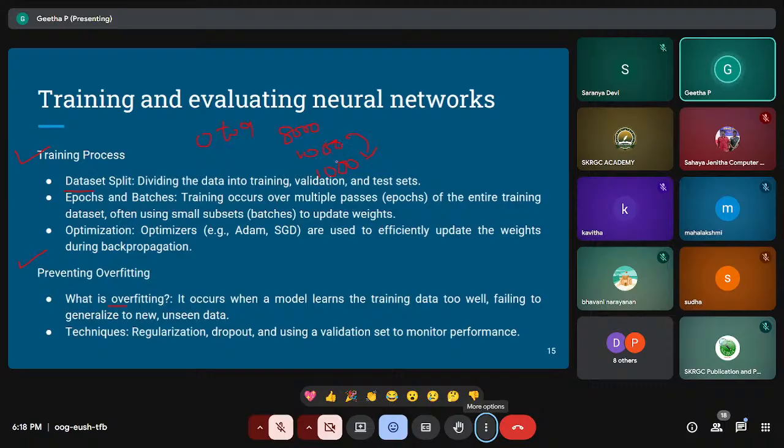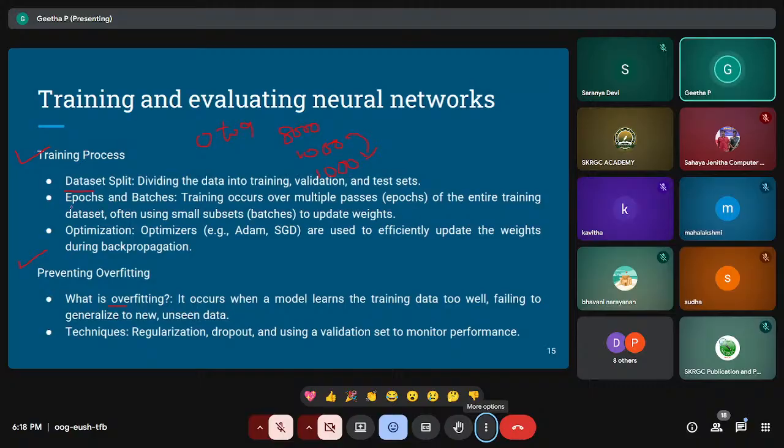So the test data checks the final accuracy after the training is completed. What could be the process in simple terms? Think of students preparing for an exam. The training set is our study material. The validation set is our mock test or model test, right? And the test set is your final exam, to check whether we have understood the topic or not. So this is the way you model the neural networks.